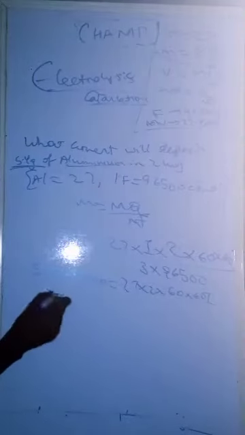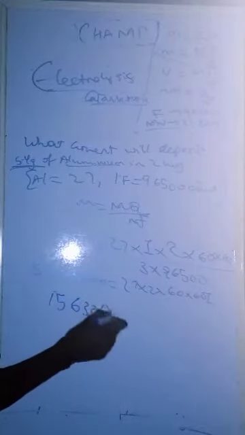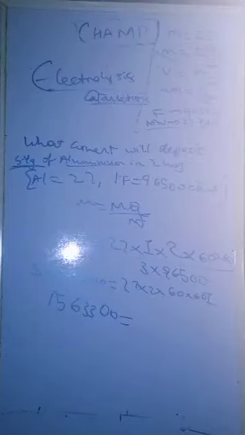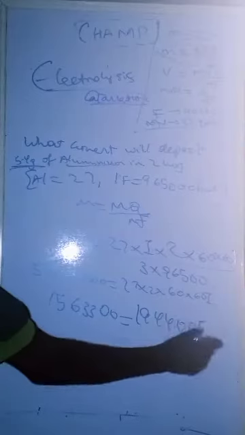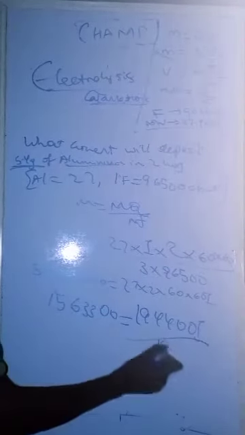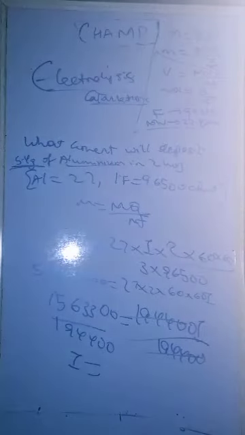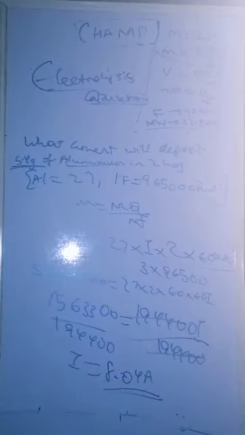So I have 1,563,300 is equal to 27 times 2 times 60 times 60, which gives me 194,400 I. I've just divided both sides by I, so I is equal to 1,563,300 divided by 194,400. That gives me 8.04 ampere. So that's my answer to that question.